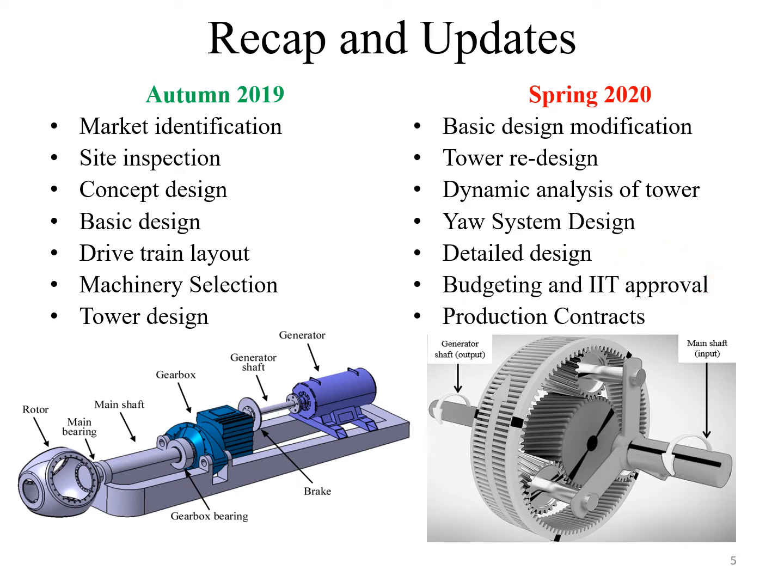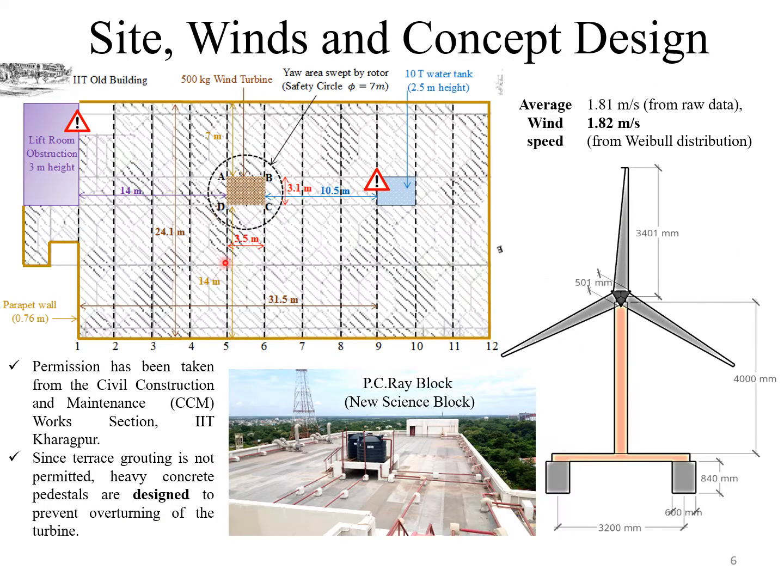Production contracts have been given in March 2020. The location of the proposed small wind turbine has been chosen as the rooftop of PC Ray Block B, IIT Kharagpur, the tallest structure in the area. The wind data is available for a period of 22 months, making it possible to determine the mean and extreme wind speeds. The most probable wind direction is the northwest. After considering the civil engineering restrictions of the site location, the concept design was initiated.